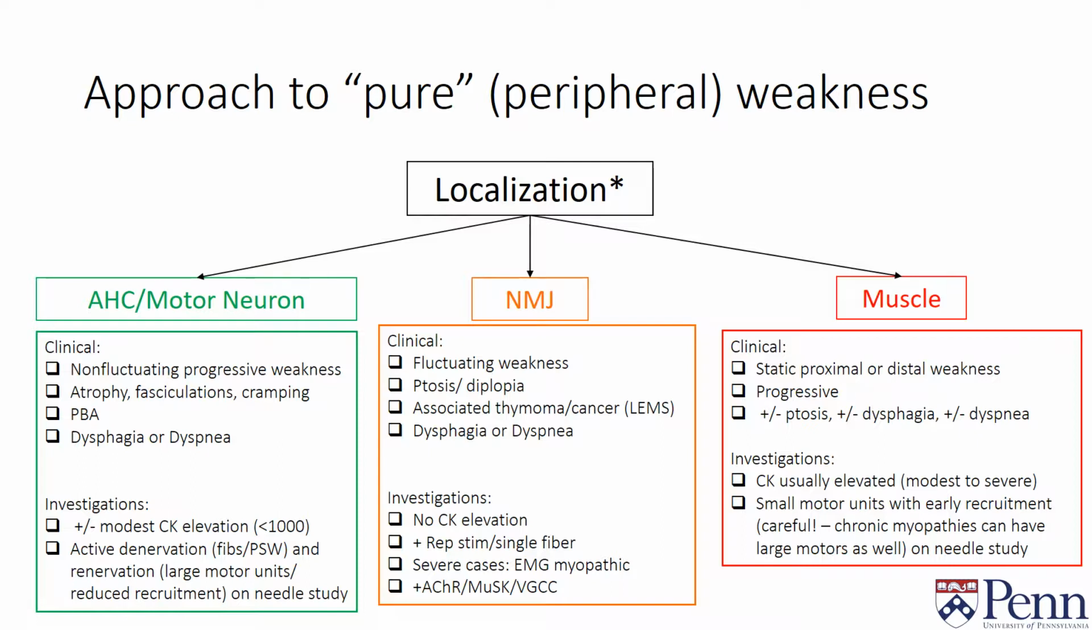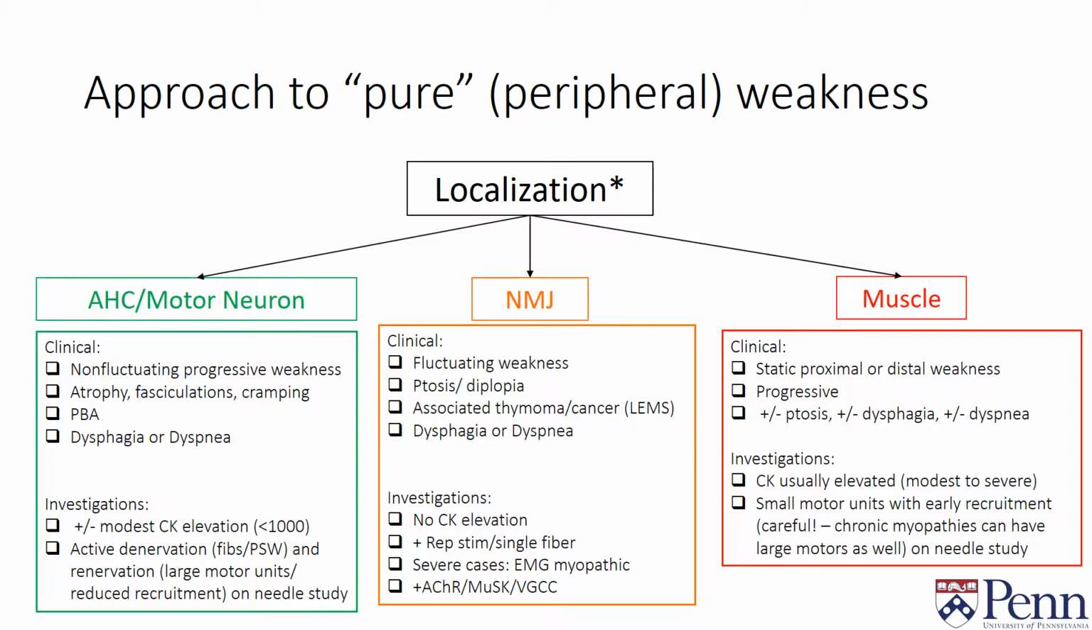Muscle disease is typically a static, proximal or distal weakness. Both patterns can be seen. It's usually progressive over time, with the exception of maybe the congenital myopathies, in which the history is usually fairly clear that there was very early onset weakness that's been quite stable. Ptosis, dysphagia, and dyspnea can be present in various muscle diseases, but are often not a prominent feature in most myositis, maybe with the exception of dysphagia, which can be seen in, for example, polymyositis.